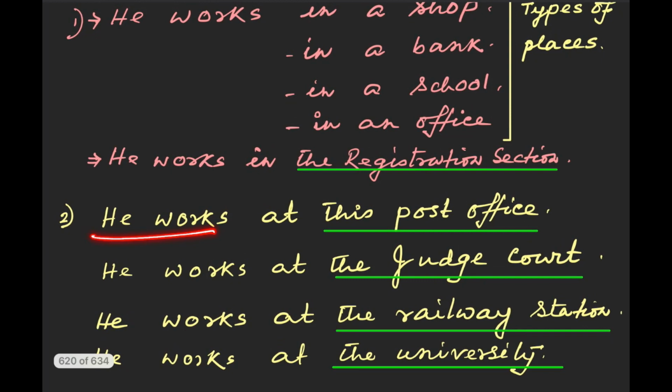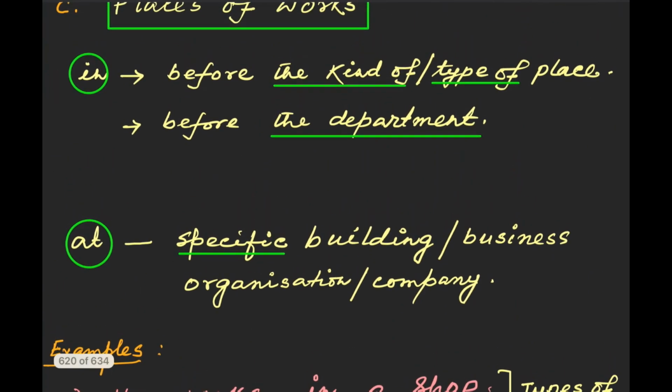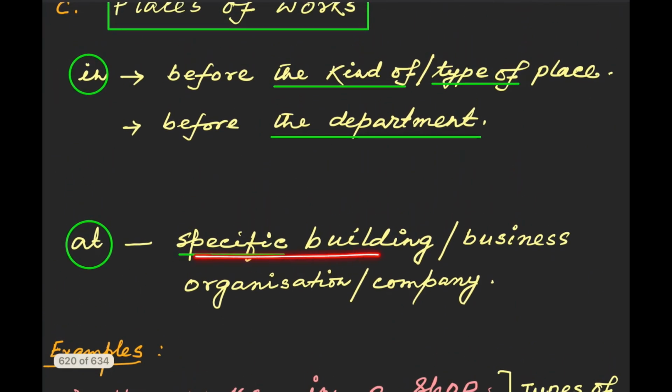And see these examples. He works at this post office. He works at the judge court. He works at the railway station. He works at the university. So, at is used before specific building or business organization or company, and in is used before the kind of or type of place or before the department.